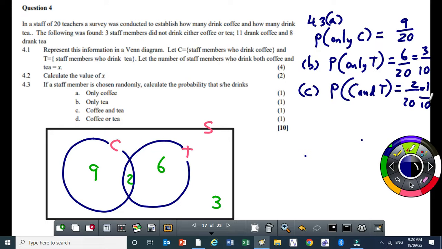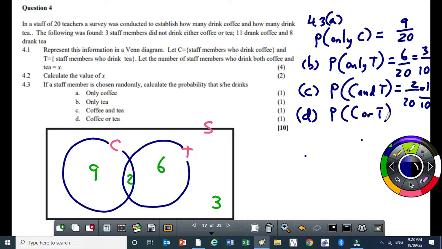Okay? Now this one is interesting now. I'm gonna give you a rule for this one. There's a rule that you can use to calculate it. That is C and D. So I'm gonna derive that rule after this. Okay, so D now. So we want those who drink coffee or tea. Okay? Those who drink coffee or tea.